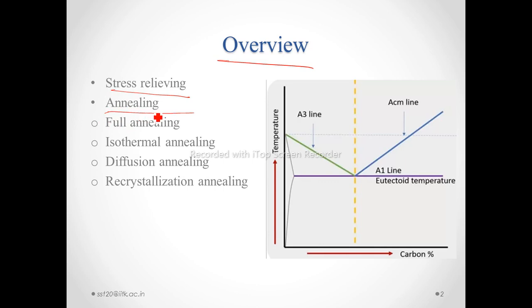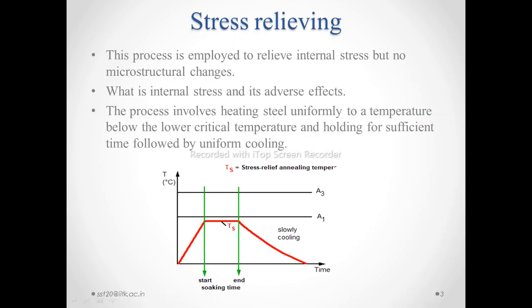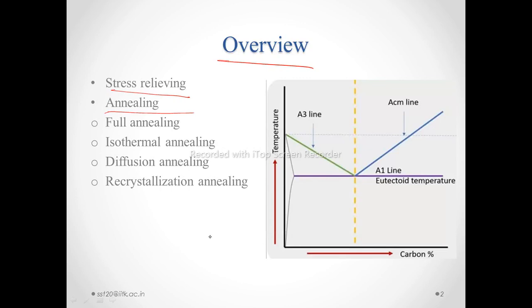Annealing heat treatments are classified on the basis of the temperature of the heat treatment. First of all, we will know what is full annealing, isothermal annealing, diffusion annealing, recrystallization annealing, process annealing, partial annealing. We will know these things.